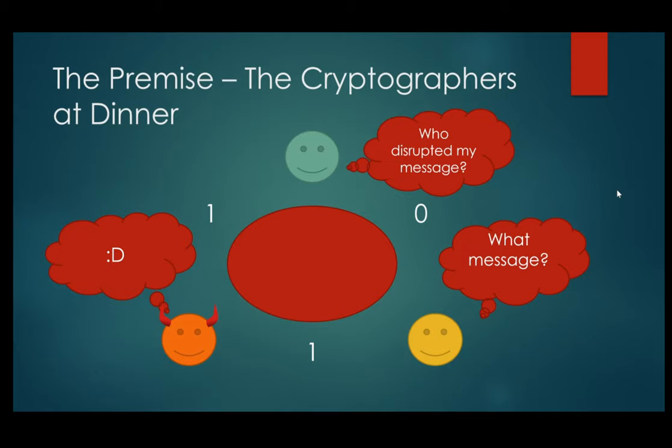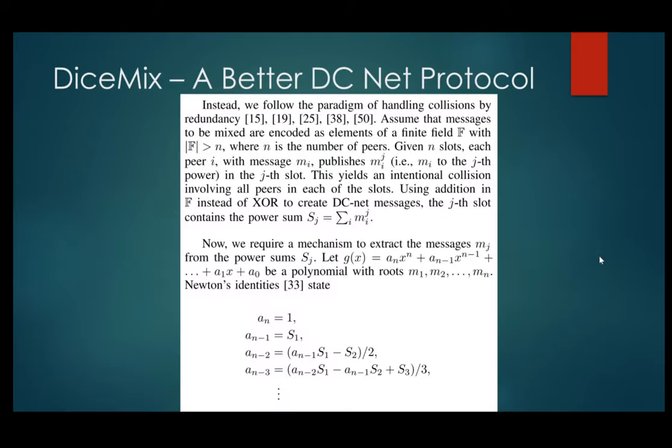So I have to come clean and say that I did not fully understand how and why this protocol works. But essentially the idea is that, as opposed to using messages that are XORed together, these DCNet messages will be power sums. Then the messages are extracted by finding the roots of the polynomial.